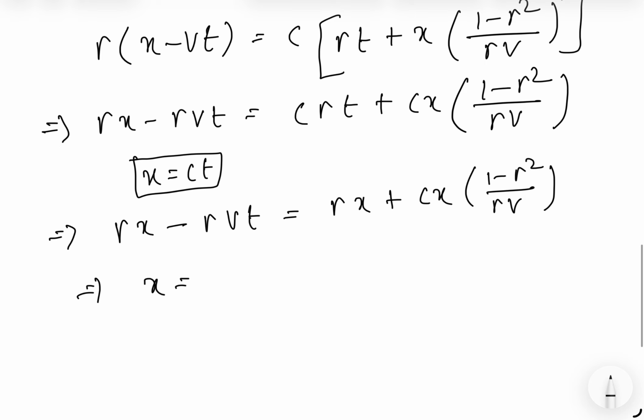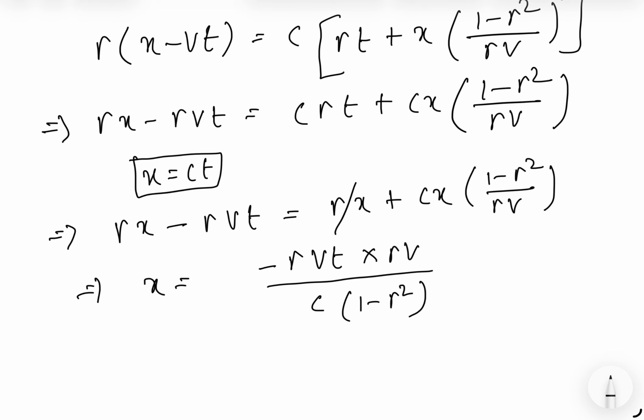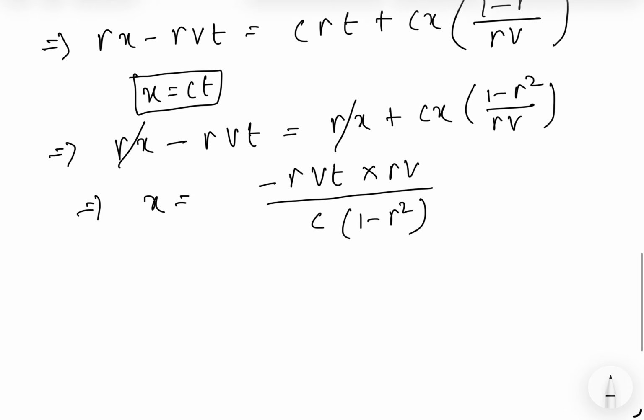You can solve by your own from this step onward. Gamma vt times gamma v divided by c times (1 minus gamma square), because you can cancel these two terms, and then cross multiply and solve it, right? So this way you got the x value. You can just simplify it, writing minus gamma square v square t divided by c minus c gamma square, right?